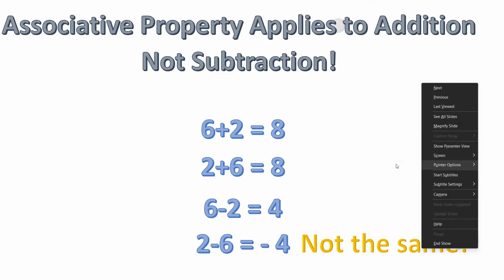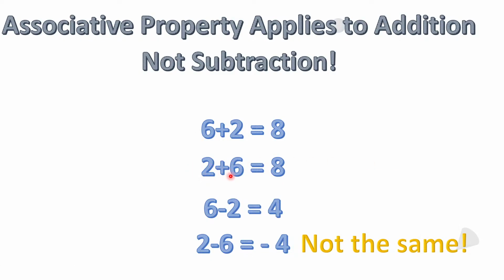Let's get a cursor on that, or pointer. 2 plus 6 is 8. But here, what I see people doing a lot, is notice that this is a positive 6. Positive 6 minus 2 is 4. But 2 minus 6 is equal to negative 4. So you cannot just swap these numbers around when you have addition and subtraction. And I see people do that a lot.